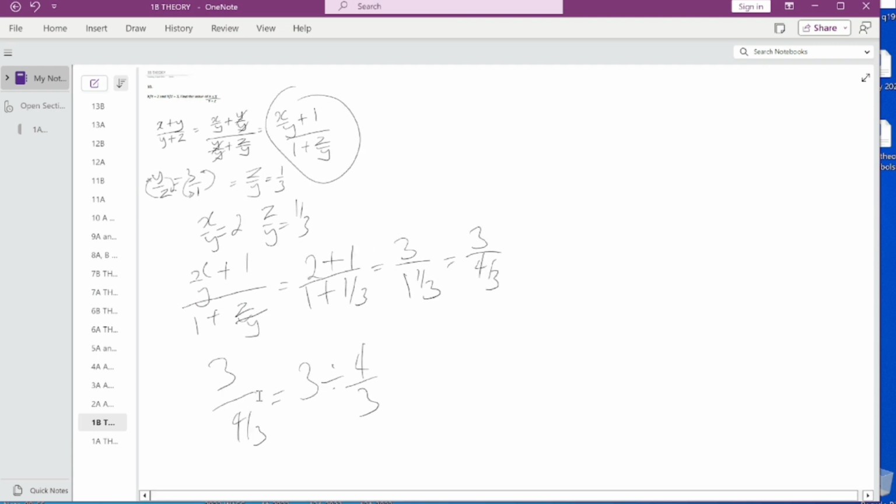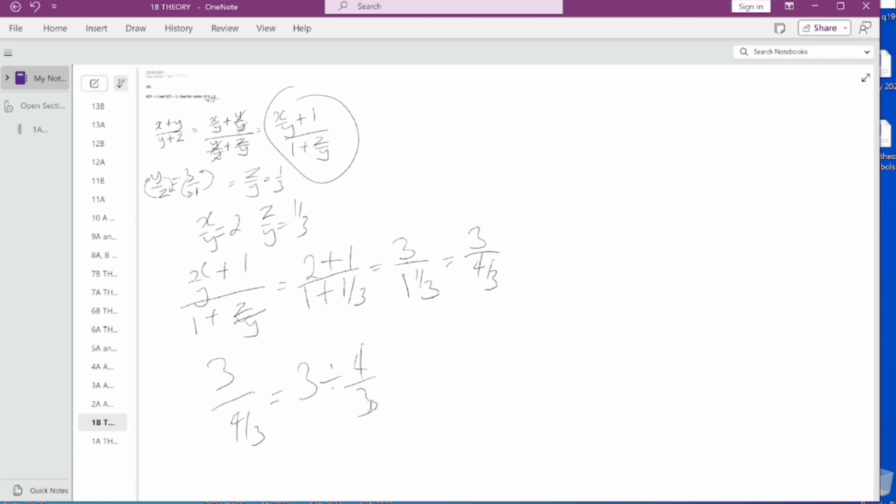That's the dividing line turns into the dividing sign. So we have 3 divided by 4 over 3 because this is together from the start. So we have 3 times 3 over 4. Changing division into multiplication means we'll flip the fractions. So our answer is 9 over 4, which is finally 2 whole number 1 over 4.